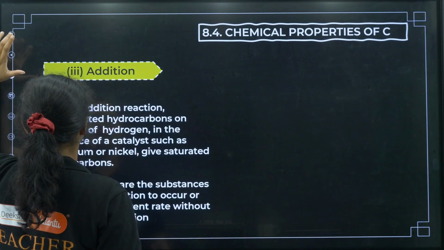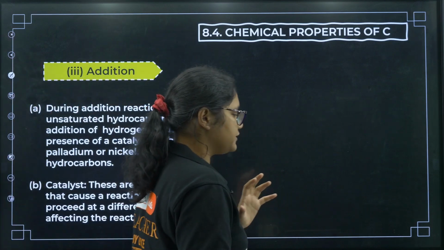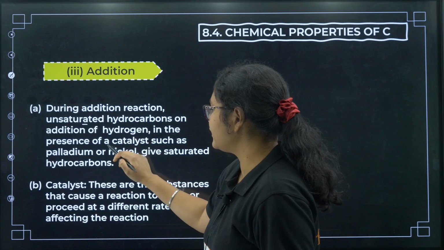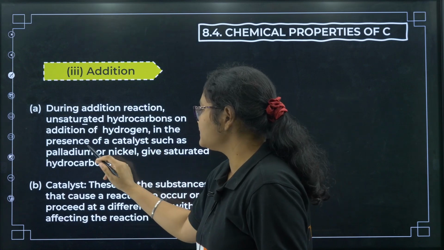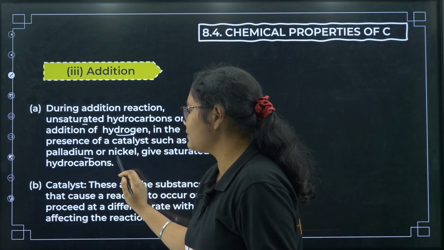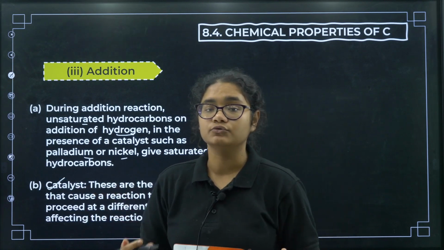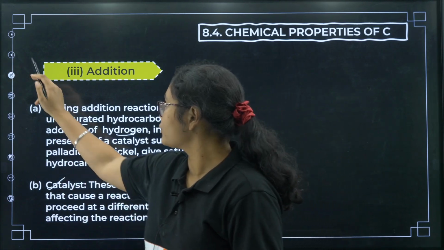Next we have the addition reaction. What happens during an addition reaction? The unsaturated hydrocarbons are converted to saturated hydrocarbons by adding hydrogen in the presence of palladium or nickel. Why are catalysts used? The catalysts are used to speed up the reaction.